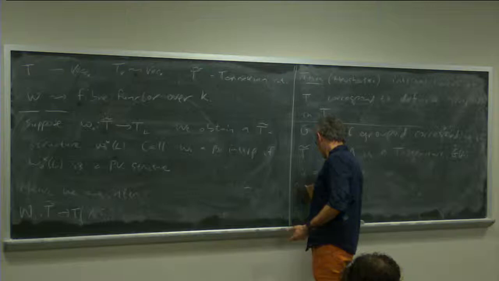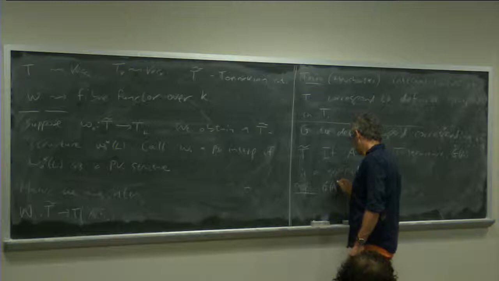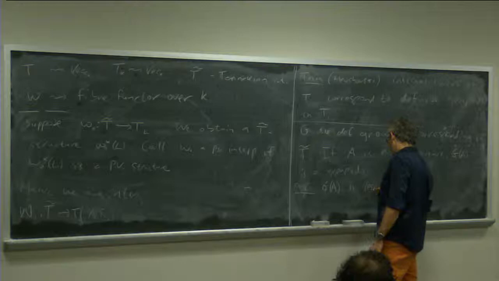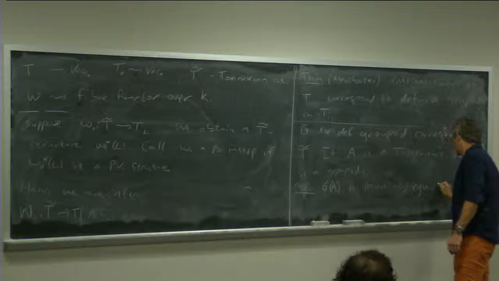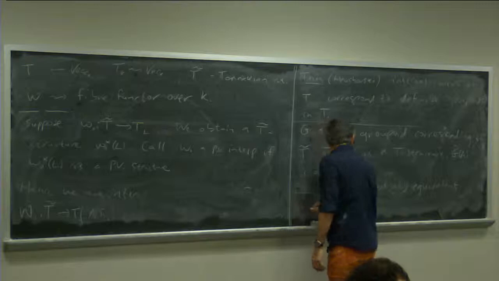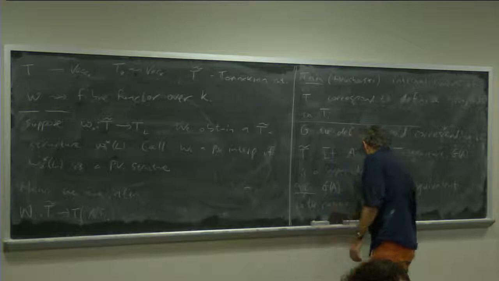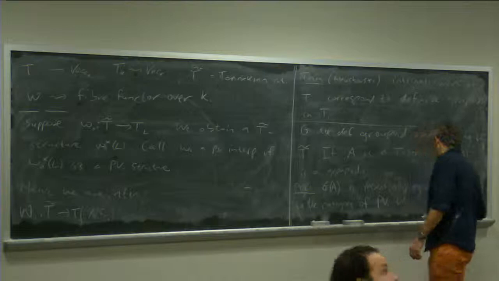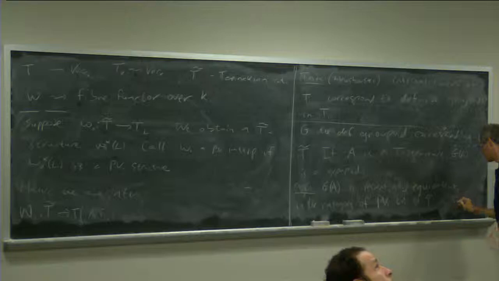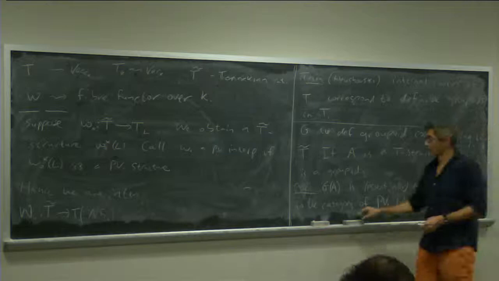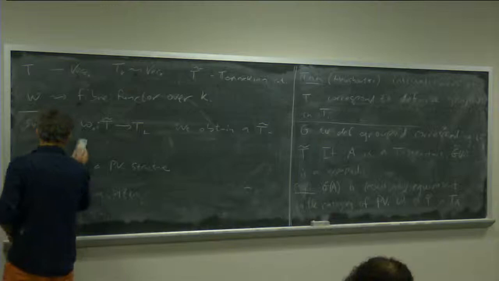And so the proposition here is that G of A is essentially equivalent to the category of Picard-Vessiot interpretations of T tilde in TA. Okay.